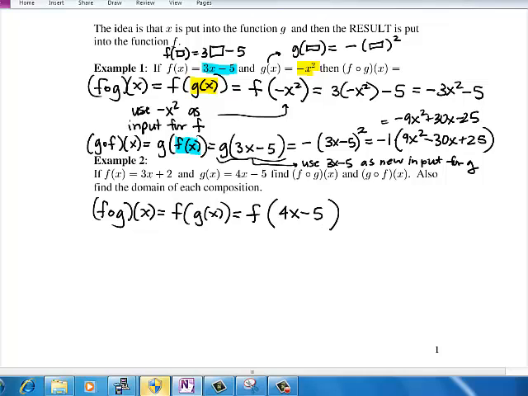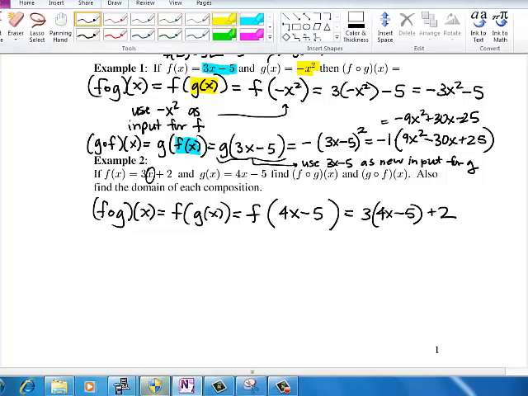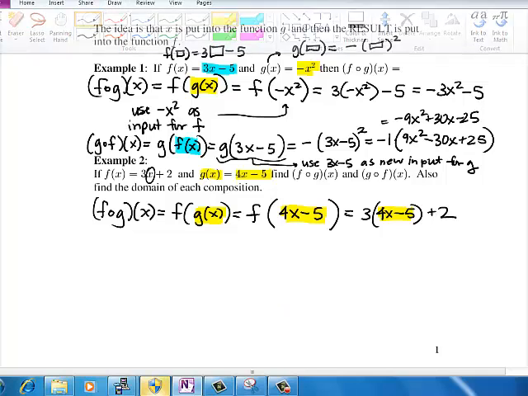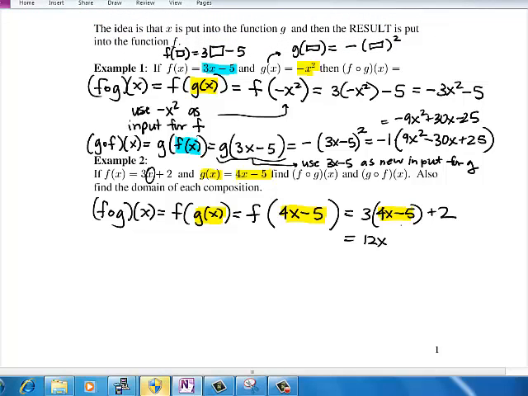F says take the input times 3 and add 2. So this x is being replaced with 4x minus 5. So I have 3 times this group, and then add 2. Right? So this whole group is being substituted for the x, because that group is g of x. So that shows up as the new input for f. And we get then 12x minus 15, and then add 2, so 12x minus 13.